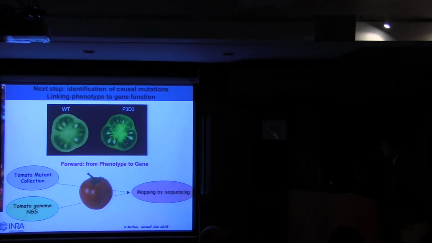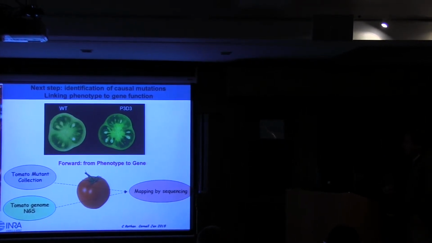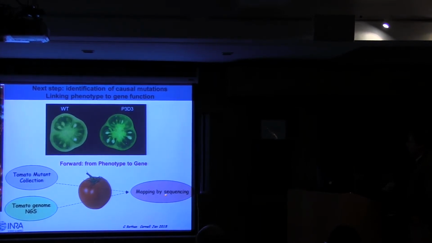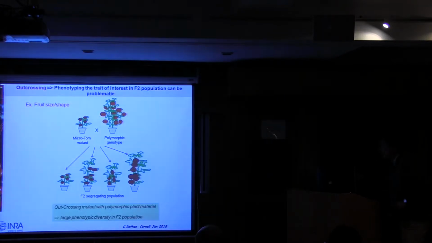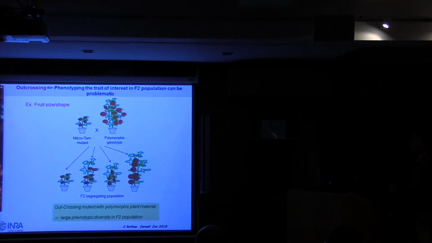So as I said before, what we wanted to do is to identify the mutation. A strategy that we have been using is mapping by sequencing, taking advantage of the availability of a tomato genome since 2 years now, and current development of next generation sequencing technology. So one classical way for that is to outcross the mutant with, for example, Solanum pennellii, which is another close but wild tomato species.